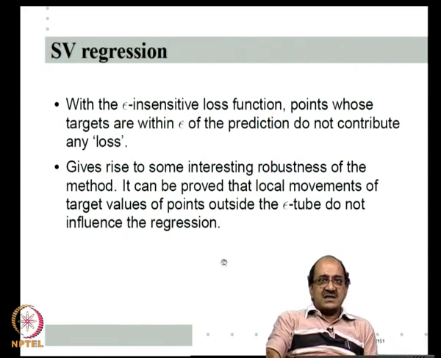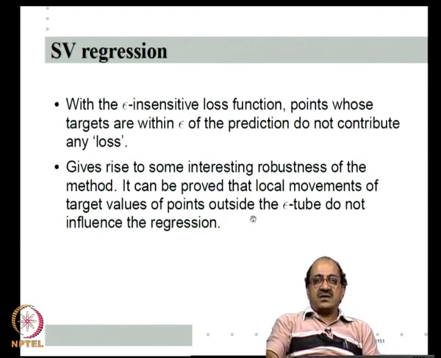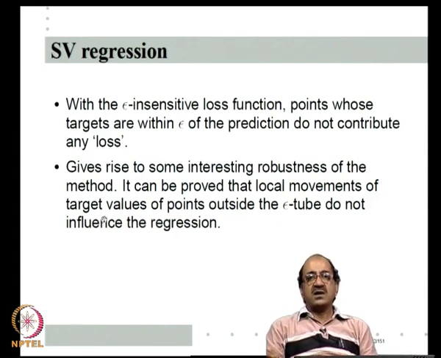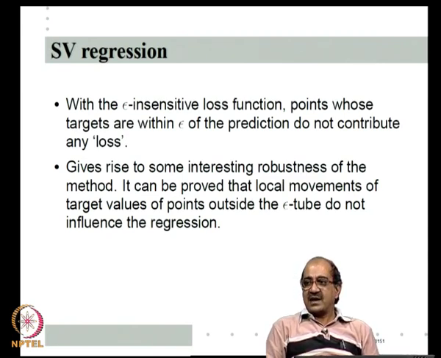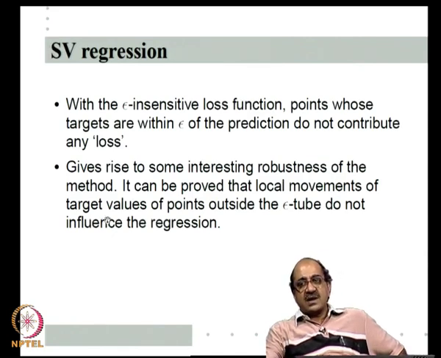Essentially, in the same way, the support vectors also represent the regression function. For example, because of the epsilon loss function, we can show the local movement of target values of points outside the epsilon tube, that is, like W transpose x plus b equal to plus 1 or minus 1, the two parallel hyperplanes in our classifier. Here, given our predictor function W transpose phi x, any prediction that is within epsilon of this does not contribute to any loss. So, I can put an epsilon tube around this prediction function, right.